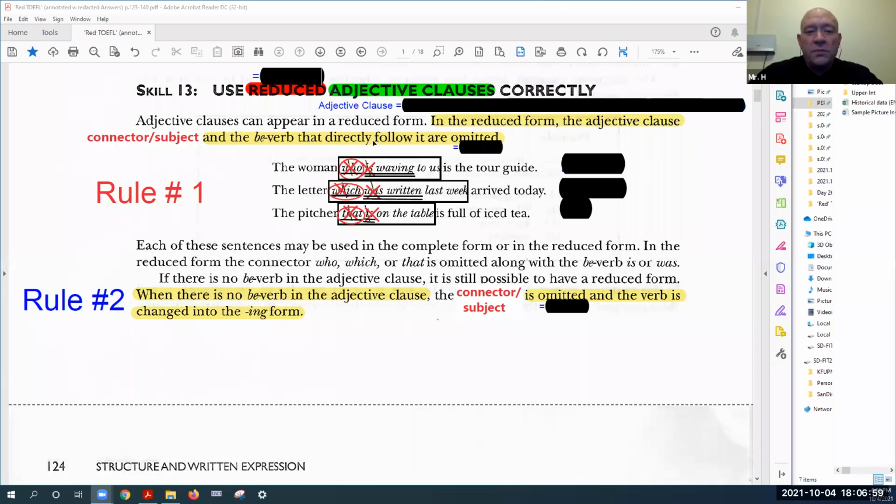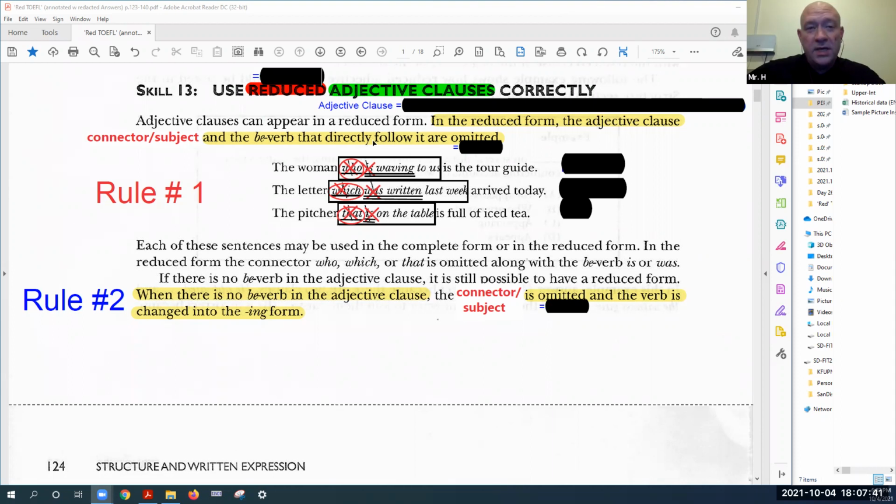Do you know the meaning of reduce? When you reduce something, does anybody know? Reduce means decrease. Exactly. So when you reduce something, like at the supermarket, if they reduce the price, they decrease the price, okay? So this skill is called reduced adjective clause.